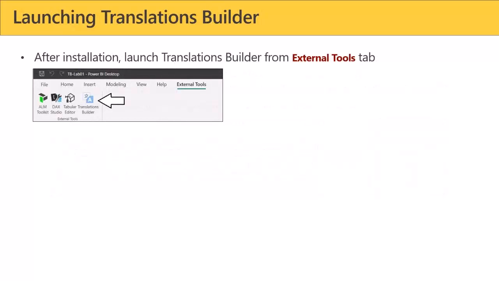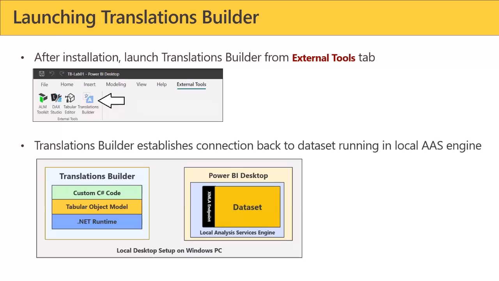Now, the way that you use it is that you install it. As you go through the lab, it's going to walk you through the installation, but then you're able to fire it up just like any of your other favorite external tools. Note the Translation Builder and the ALM Toolkit have an especially good relationship, because Translation Builder only works on things in Power BI Desktop, but then you can use the ALM Toolkit to push your changes from that local data set out into production. Pretty neat stuff.